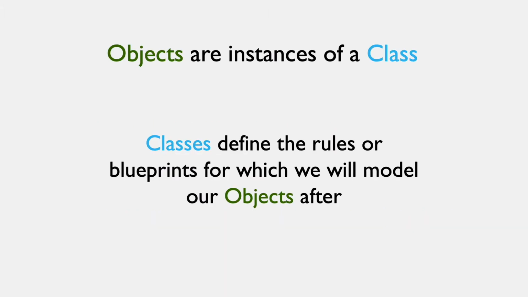Objects in object-oriented programming are instances of a class, and so with that being said, we'll need to really define what a class is. Classes are blueprints that we model our objects off of that define the states and behaviors we expect objects of that class to have. So let's look at a few examples.